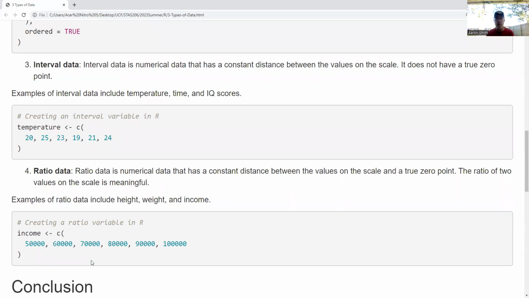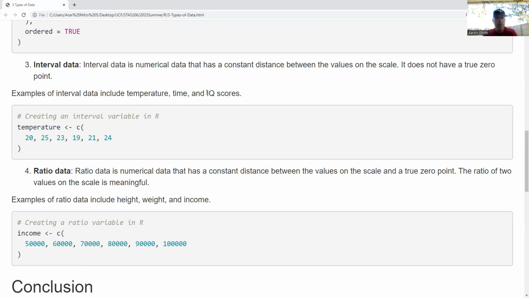Best example of that is like feet, weight, almost everything we measure. The best counterexample of something that does not have a true 0 is going to be temperature in terms of Celsius and Fahrenheit. So examples of interval data are temperature, time, and IQ scores.